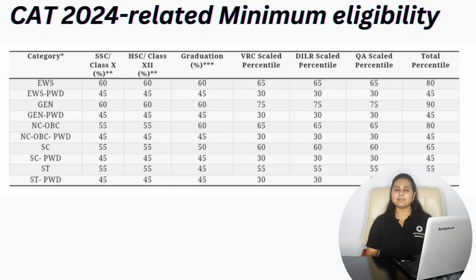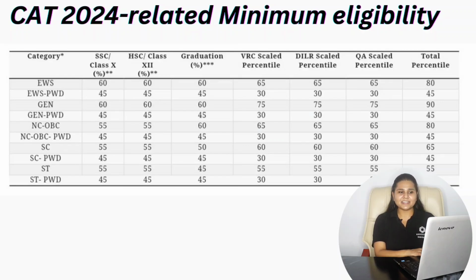So here if we consider the minimum eligibility criteria according to the category, there is the minimum score required in your class 10th, 12th, graduation, and the same with your section wise CAT score and overall CAT score. For the EWS category, it is 65 percentile in your CAT sections, that is VRC, DRR and quantitative ability, and 80 percentile in your CAT entrance examination. For the general category, it is 75 percentile in the VRC, DRR and quantitative ability, and 90 percentile in your CAT entrance examination.